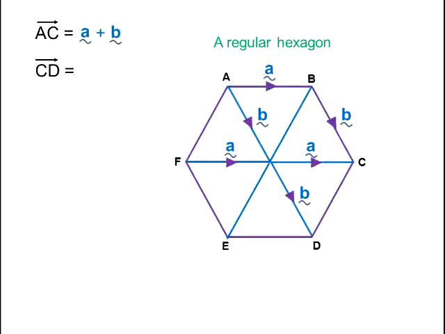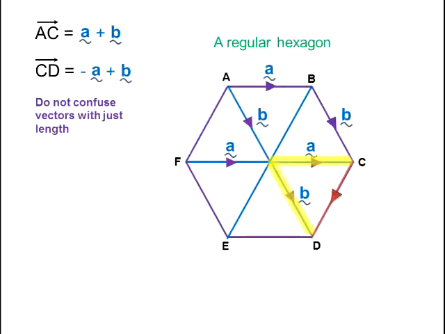Let's have a look at this one. C to D. So from there to there, we haven't got a vector, but we can do this. We can go minus a and then a b. So minus a plus a b. A to D. So that's quite straightforward. There's two of those, so it's two b's.